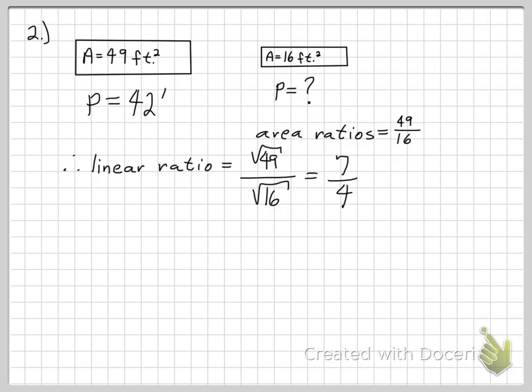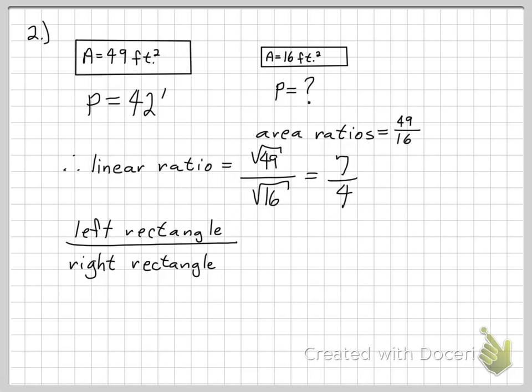Now we can use that in our proportion to solve for the perimeter of the right-hand rectangle. So we have information for the left rectangle over information for the right rectangle, and we know that's in a linear ratio of 7 to 4 because we took the square root of the area ratio. And then we have that equals this perimeter, which is given for the left-hand rectangle, over this perimeter, which we need to find out for the right-hand rectangle. So this is the proportion that we need to solve.